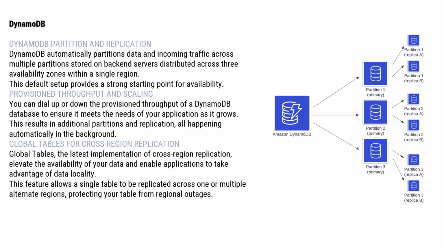Global tables, the latest implementation of cross-region replication, elevate the availability of your data and enable applications to take advantage of data locality. This feature allows a single table to be replicated across one or multiple alternate regions, protecting your table from regional outages. With DynamoDB's high availability configuration options, you can ensure the high availability of your data and applications. So stay tuned and learn more about how to implement these options and maximize the uptime of your DynamoDB dependent applications.